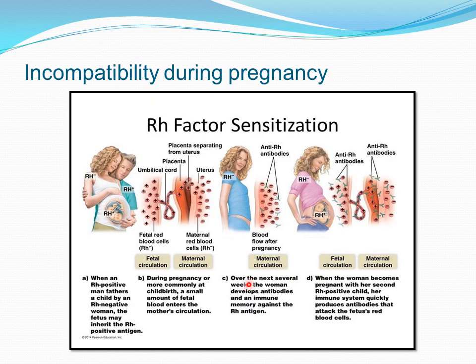But in the second pregnancy, when the lady becomes pregnant for the second child, and here also the child is positive and the mother is negative, what will happen? These antibodies which were already produced in the mother's body will attack the fetus's red blood cells, and then the deadly condition, erythroblastosis fetalis, will happen.